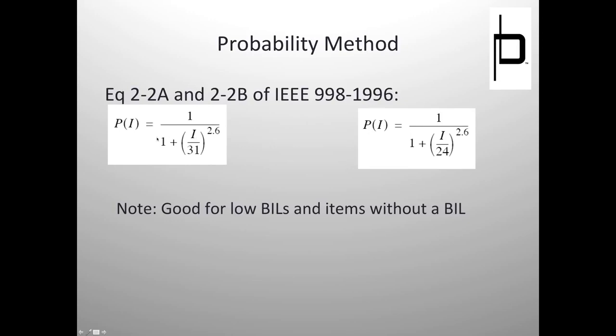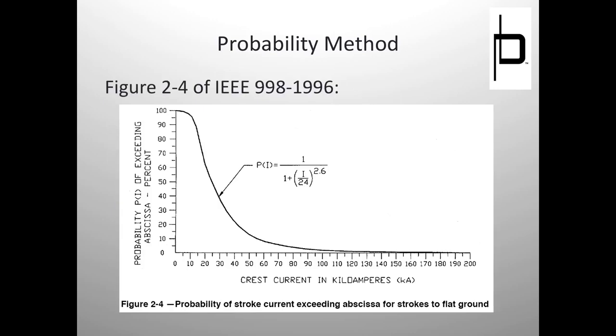And we could do that with this formula or this formula. This one's a little bit more conservative. This will give you a smaller sphere radius, which will be a little more difficult to protect against. But both formulas are in IEEE 998, and both formulas are good. But here's a chart of that formula.